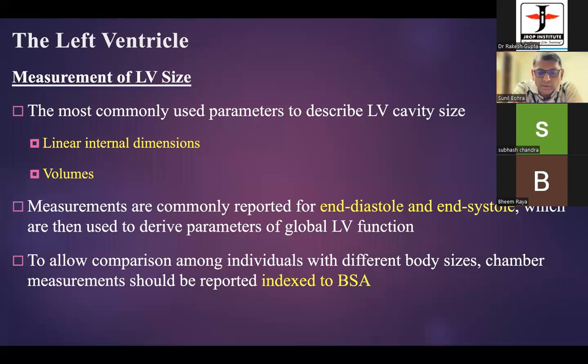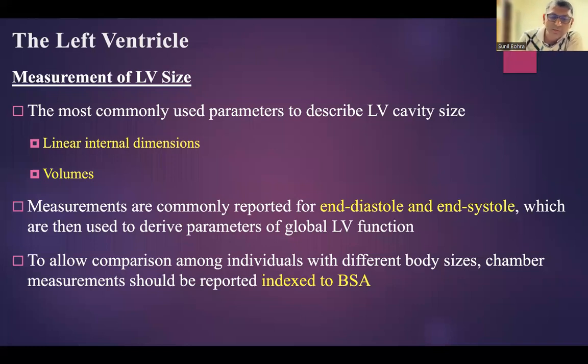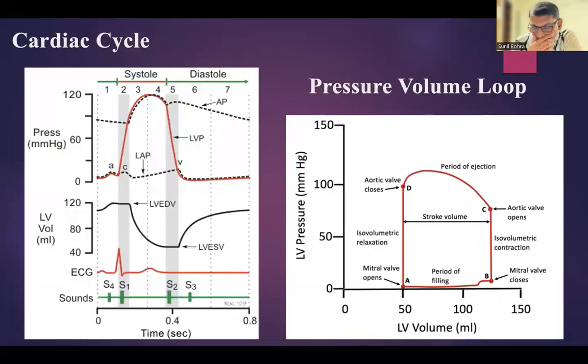And to allow comparison among individuals with different body sizes, the cardiac chamber should always be reported indexed to the body surface area. So how do we do that? But before that, I would like to highlight this important aspect. There is a cardiac cycle, which is very important for us to understand because we need to know which is end systole and which is end diastole. I'm sure all of us are using ECG-gated echo images, but suppose you don't have an ECG and you want to know which is end systole and which is end diastole, it becomes very important to understand which is the systolic phase of the cardiac cycle and which is the diastolic phase.